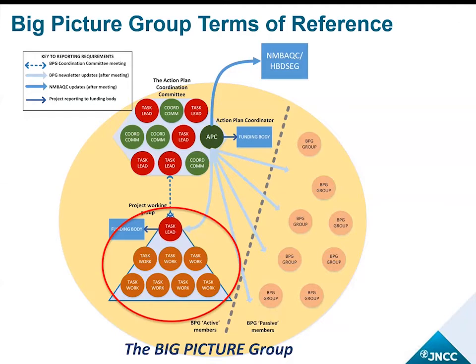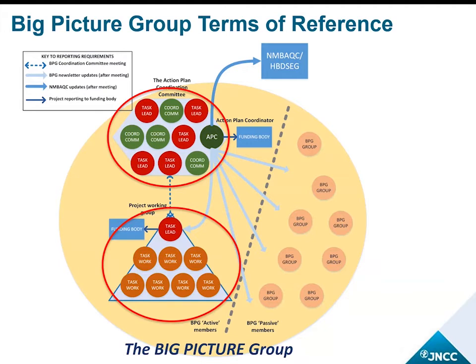And they report to their funding body, of course, that's what you do. But then we were also asking that they would report to this central action plan coordination committee, this balanced group of individuals that I mentioned. And within that group, you have this coordinator at the center of it, who convenes the group, brings them together, and other project working groups come in and they share information with each other.